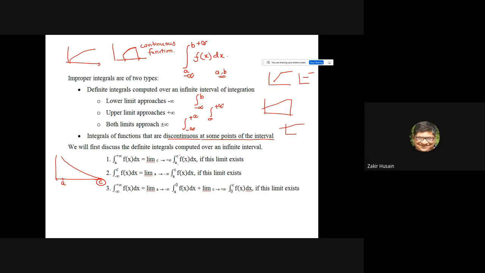It is the integral of f(x). That part is not a problem. You will get something. A is also okay, but this is positive infinity. So what do you put over here? This is the first case. In the second case, what do you have? It is like this.